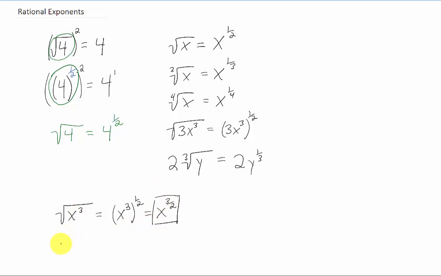What if we turned our powers around? What if we had the square root of x, cubed? Well, the square root of x is just x to the 1/2 power. And again, we're in the situation where we have a power on a power, and you just multiply those powers. Again, it's 1/2 times 3. So you have x to the 3/2 power. So that's kind of interesting. It doesn't matter if you cube the x first and then take a square root, or take a square root and then cube the x. Either way, you end up with the same answer, x to the 3/2 power, and you get the same number.